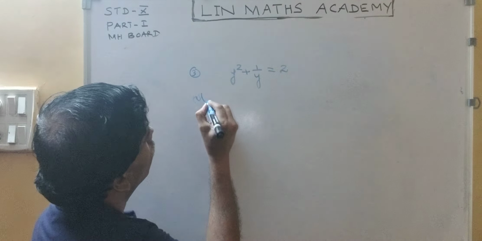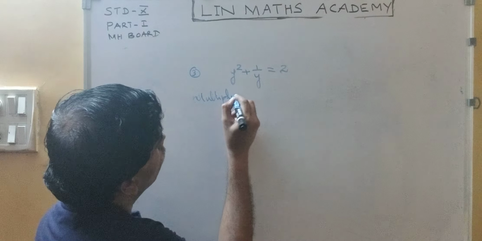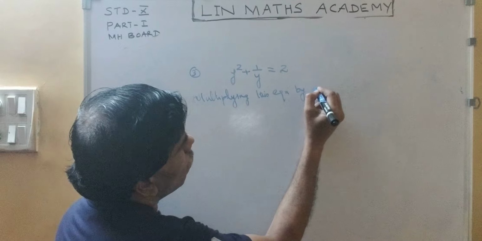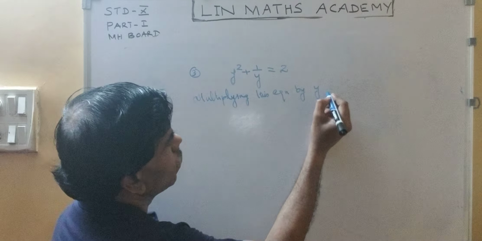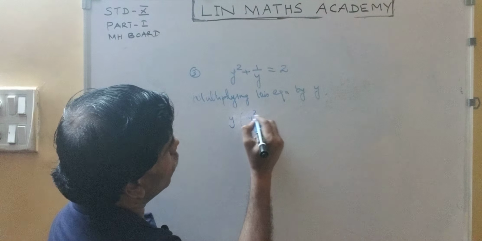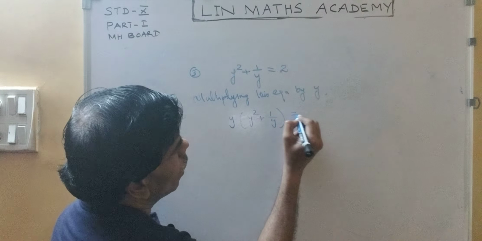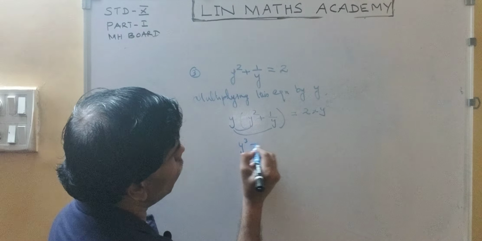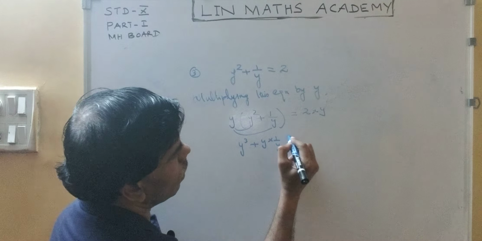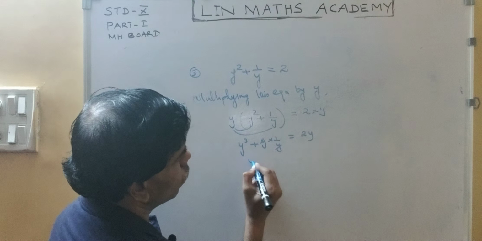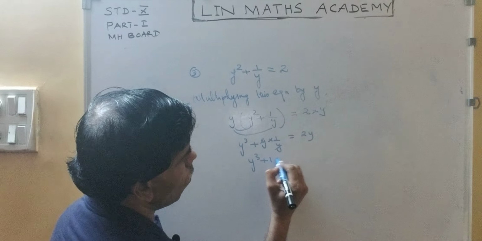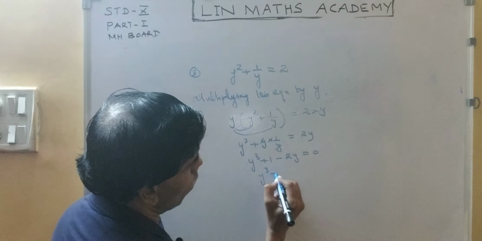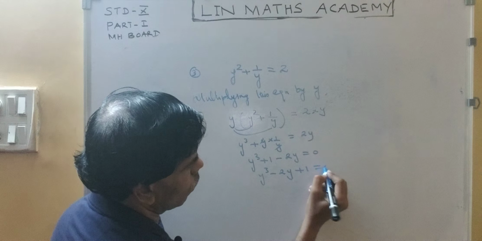Multiplying this equation by y. So, what will happen? y into y square plus 1 upon y equal to 2 into y. So, multiply it. So, y cube plus y into 1 upon y equal to 2y. So, y cube plus 1 minus 2y equal to 0. That is y cube minus 2y plus 1 equal to 0.